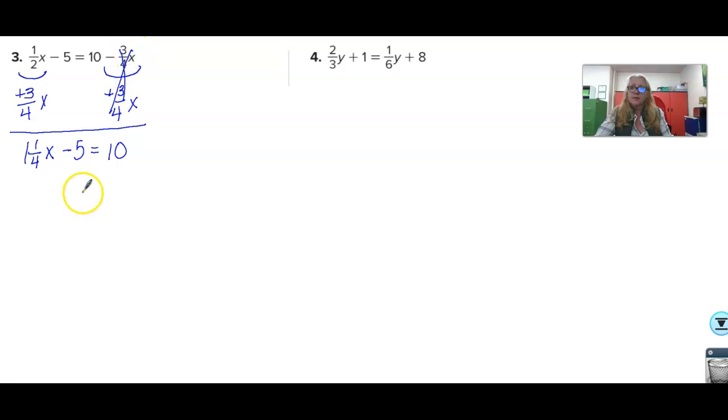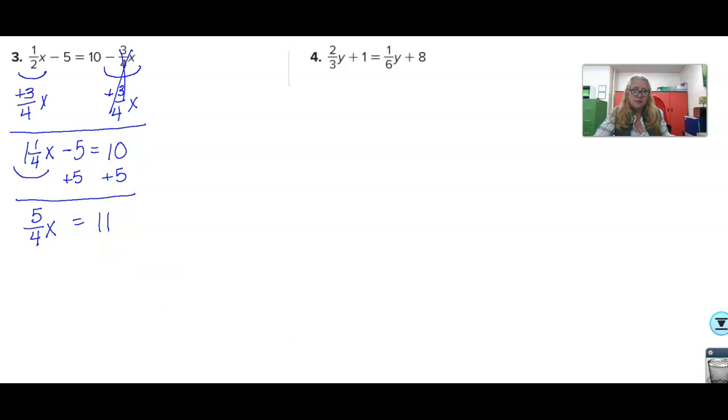Those are gone. Now, here's our variable term. We want to get this alone, so we want to get rid of this minus 5. We do that by adding 5 to both sides. Now I am going to go with 5/4 x because in this next move, it will benefit me to have this in fraction form. These 5s are gone, and on the right, we have 15.